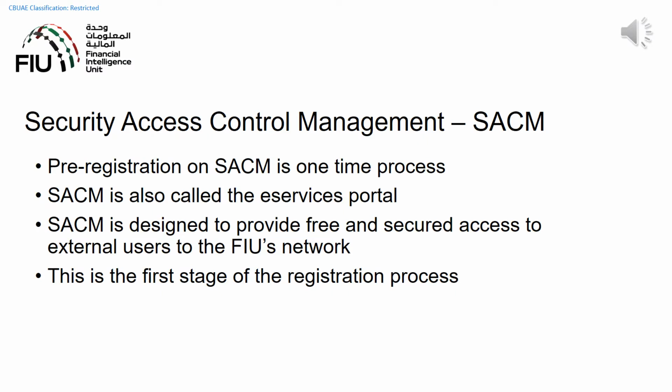Before registering on GoML, all reporting entities will need to obtain secured access to the network. That secured access requires a pre-registration process that we will be exploring now. The system is called Security Access Control Management, or SACM. The pre-registration on SACM is a one-time process.